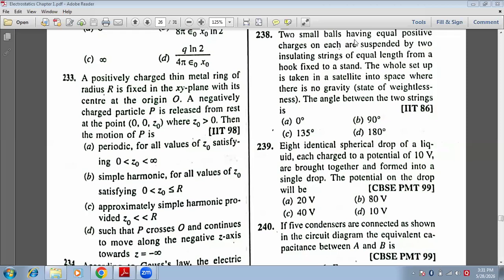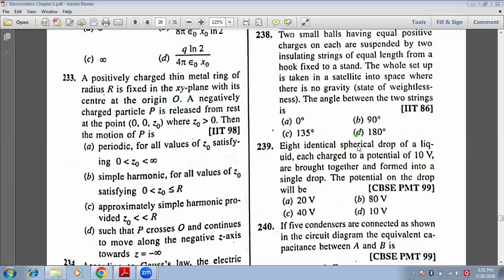Two small balls having equal positive charges on each are suspended by two insulating strings of equal length from a hook fixed to a stand. The whole setup is taken in a satellite into space where there is no gravity, a state of weightlessness. The angle between the two strings is: option A, 0 degree; option B, 90 degree; option C, 135 degree; option D, 180 degree. Correct answer: option D, 180 degree.